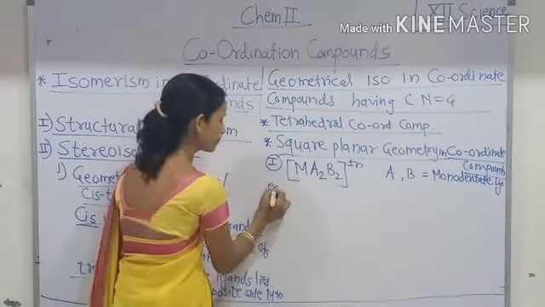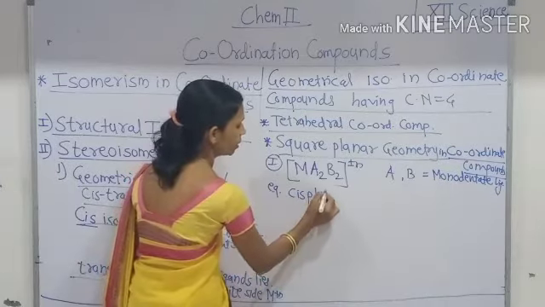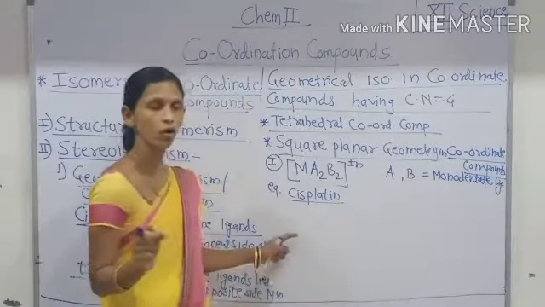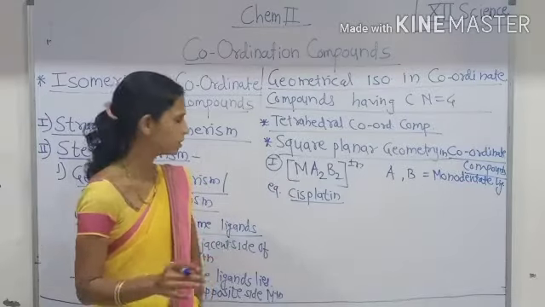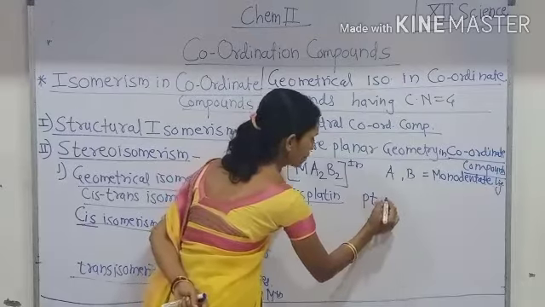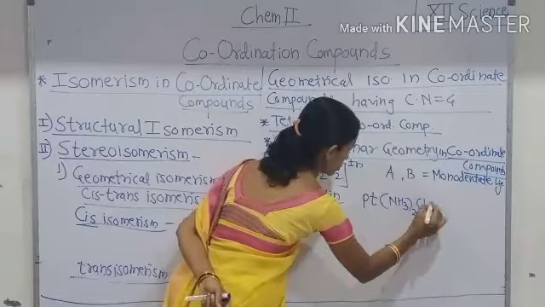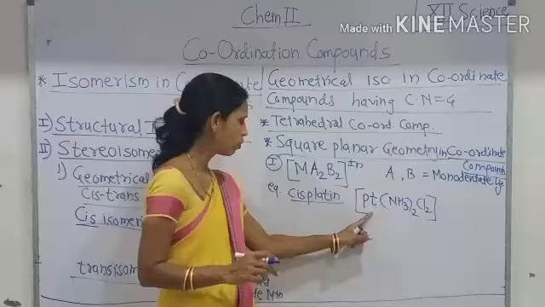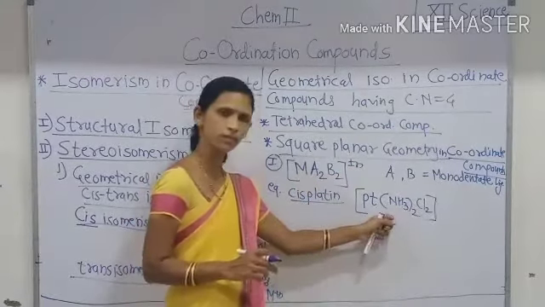For example, cisplatin, all of you studied about that. Cisplatin is a drug or medicine which is used in the diagnosis and treatment of cancer, which has the formula Pt(NH3)2Cl2. See here, it is of the Ma2B2 plus minus n type of complex.